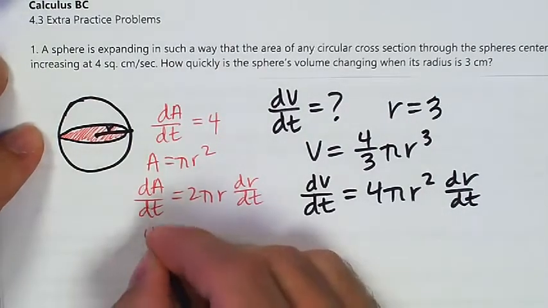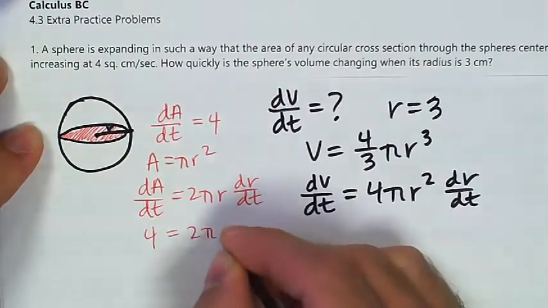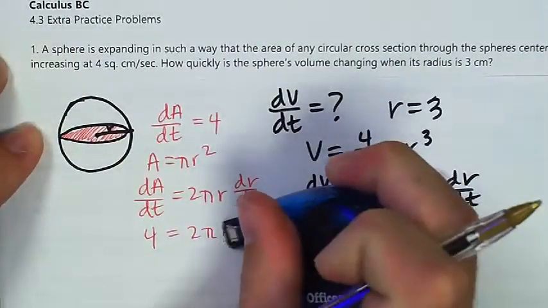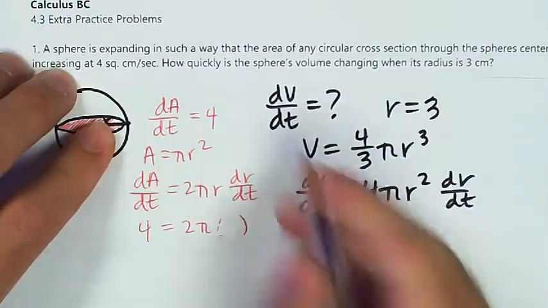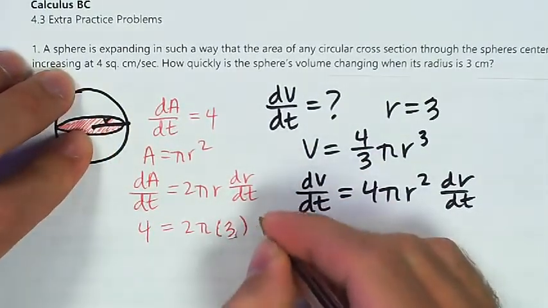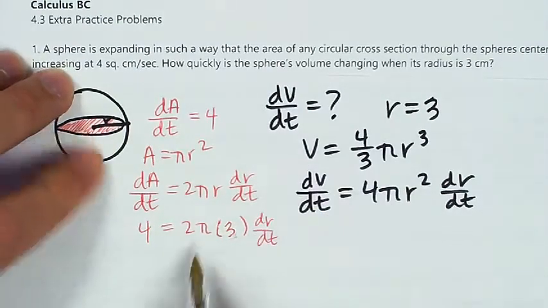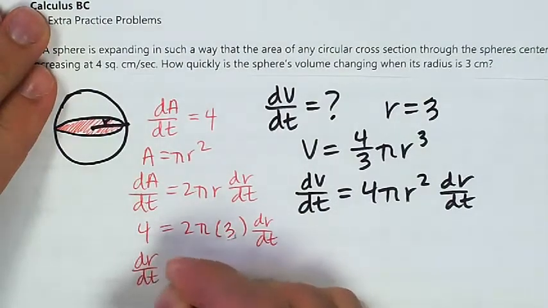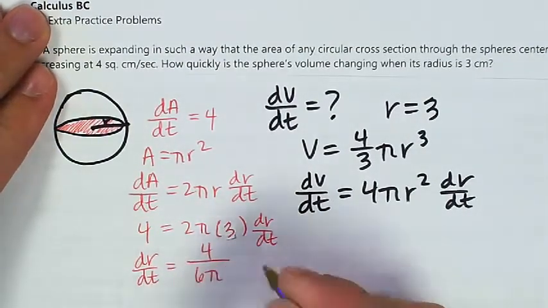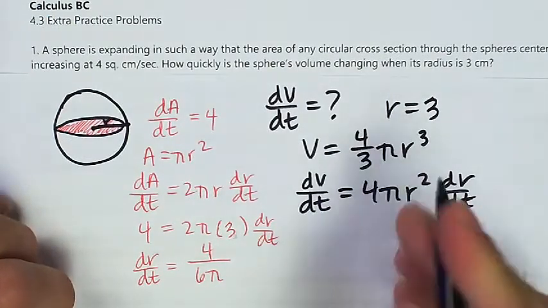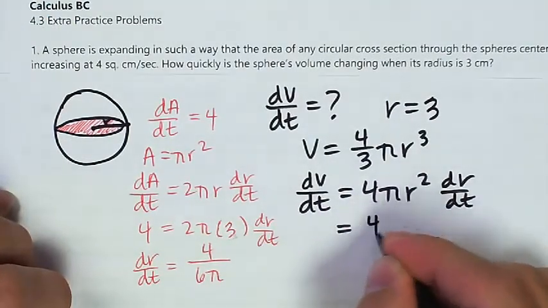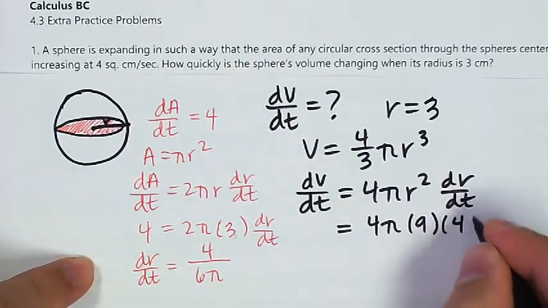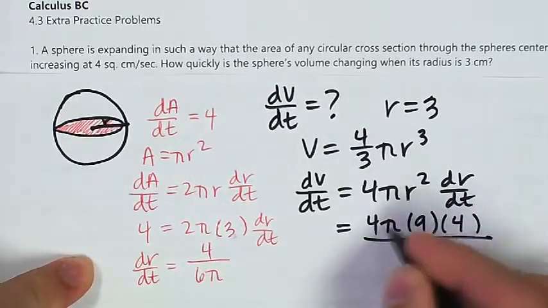So we know dA/dt is 4 equals 2 times pi times radius, which is not 5 but 3, times dr/dt. So it's going to be 4 divided by 6 pi. But then over here, when I'm trying to find out what dV/dt is, it's going to be 4 pi times r squared is going to be 9, times dr/dt is 4 divided by 6 pi.